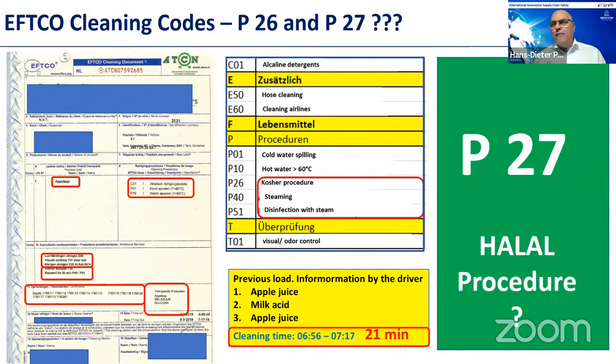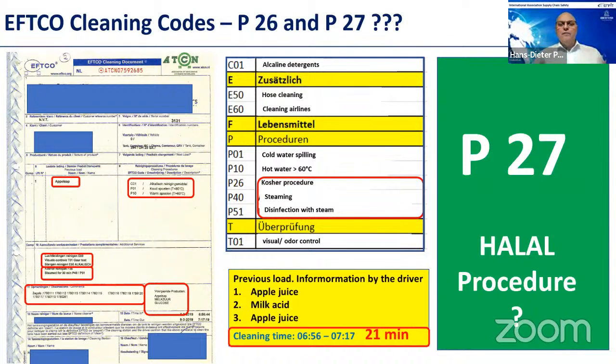I have heard that there is something also in America, that two codes are used for kosher cleaning and halal cleaning. But when you look into these details here in Europe, you will find also very funny and miraculous information. In this case, I give you an example of this cleaning document. They state three previous loads by the driver: apple juice, milk, and glucose.